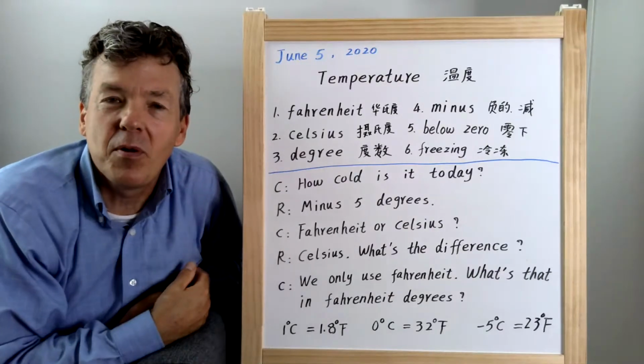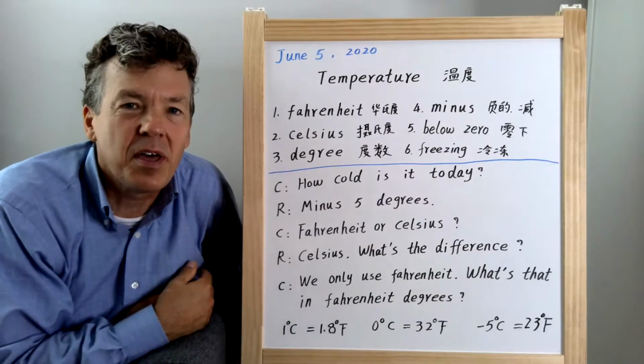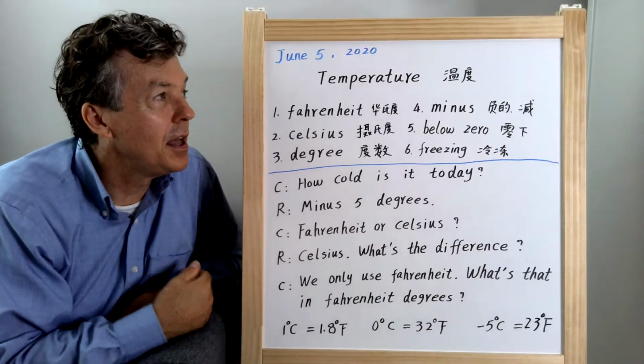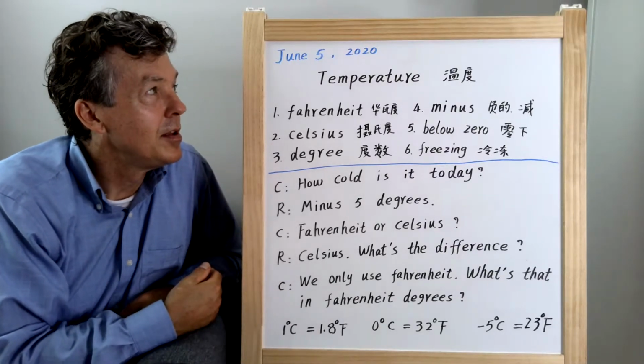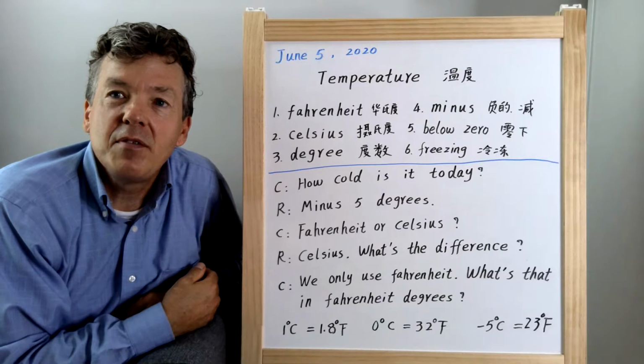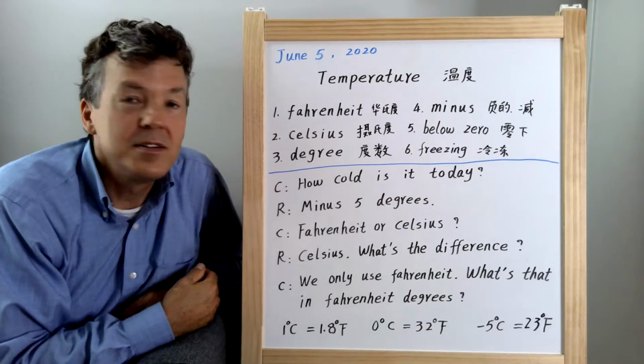I'm not trying to throw you curveballs here or confuse you. I just want to make you think and help you with your English pronunciation. All right, do it again. June 5 or June 5th, both are correct. 2020. Temperature.